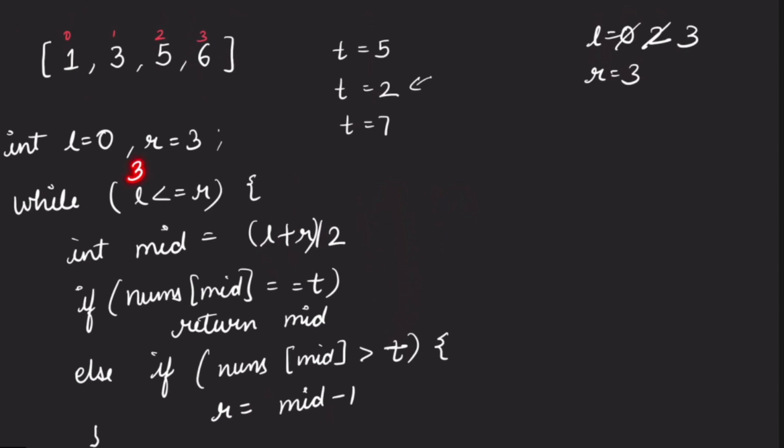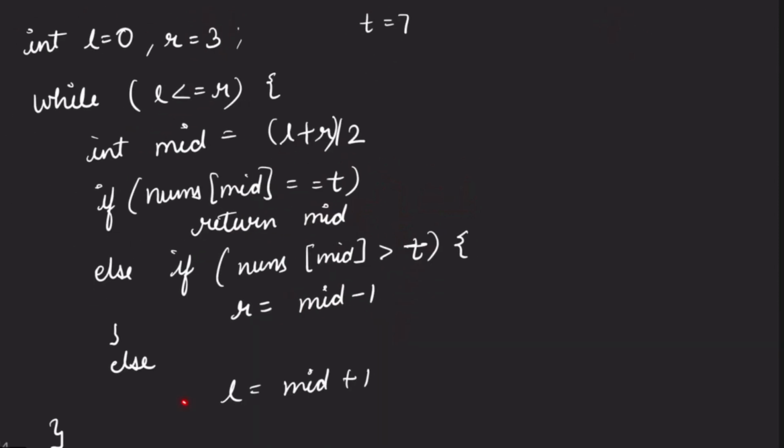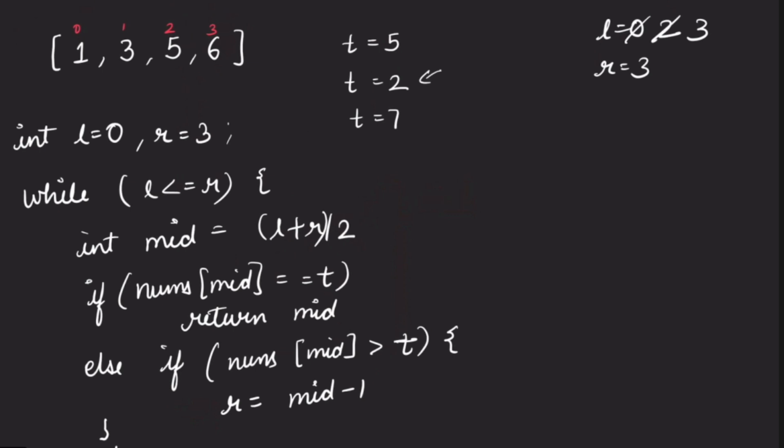So, now it will check, is 3 less than or equal to 3? Yes, it is. What will be the mid? (3 + 3) / 2, which will be 6/2 and 3. So now nums[3] is 6. So is 6 equal to 7? No. Is 6 greater than 7? No. So we'll come in else. So we will increase the L. So mid was 3. So L will become mid + 1, that is 4. Now in this case, is 4 less than or equal to 3? No. So we'll come out of this loop.